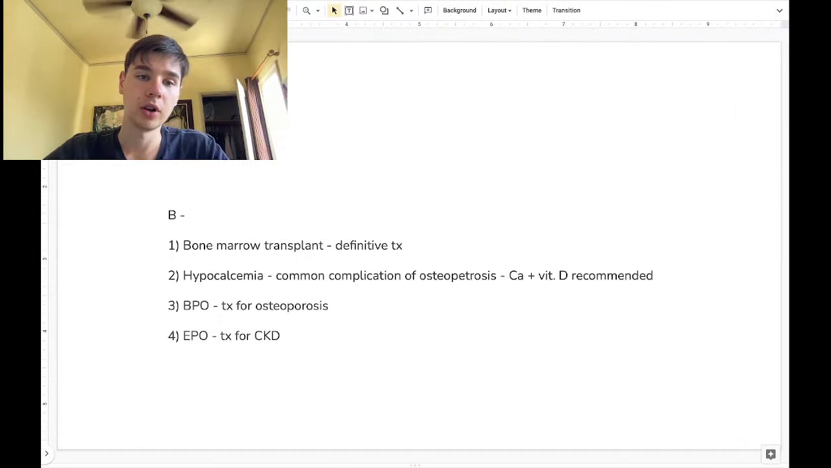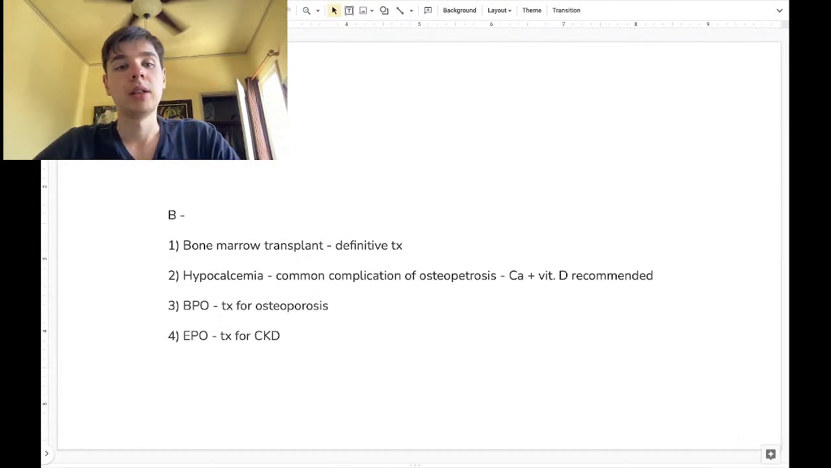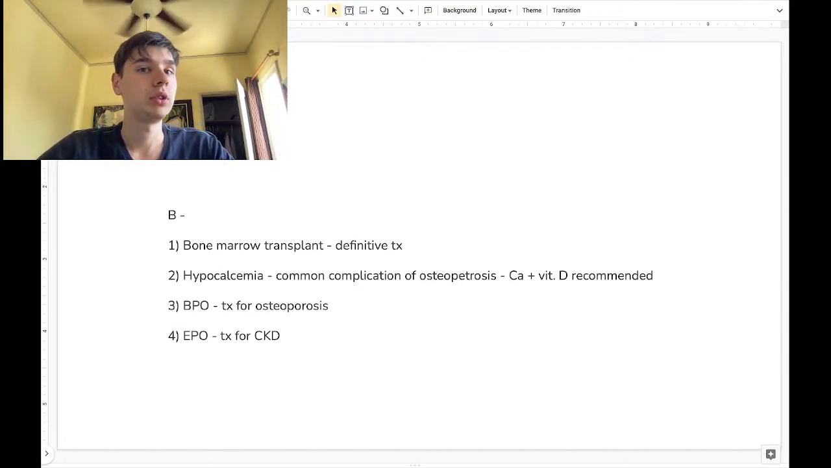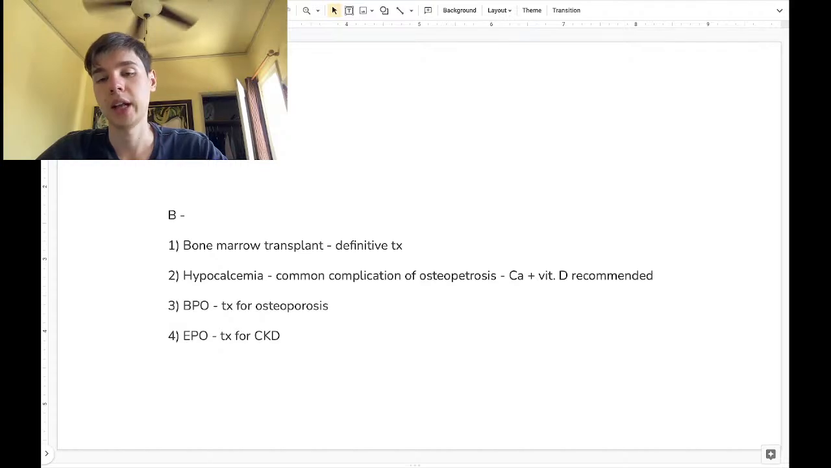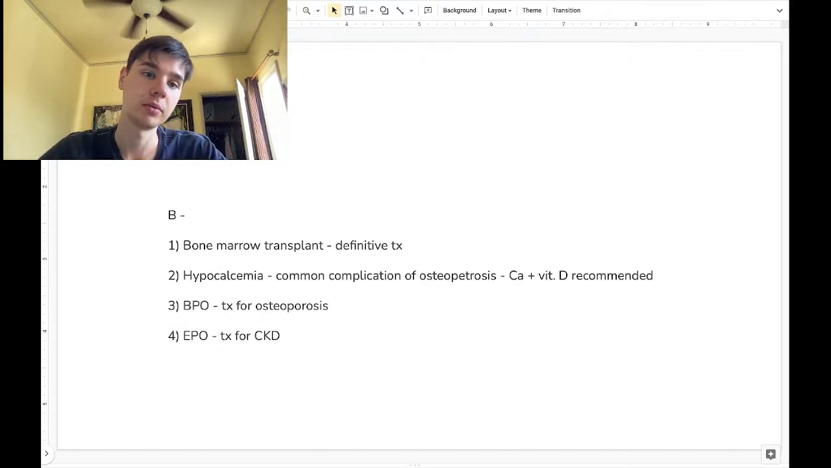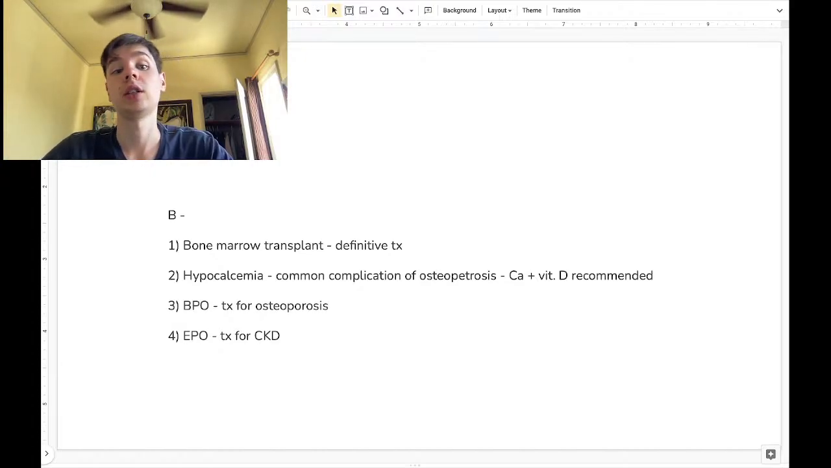The answer is B. The bone marrow transplant is the definitive treatment for osteopetrosis. Hypocalcemia is a common complication of osteopetrosis. This is why we choose calcium and vitamin D as the answer. Another choice was biphosphonates, which is actually the treatment for osteoporosis. And lastly, erythropoietin is the treatment for chronic kidney disease.